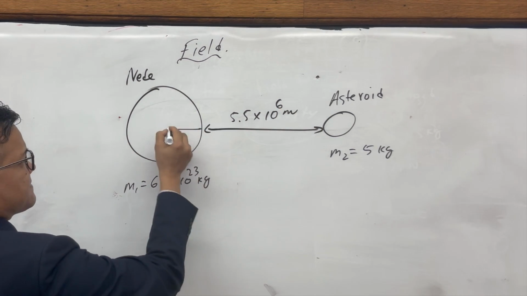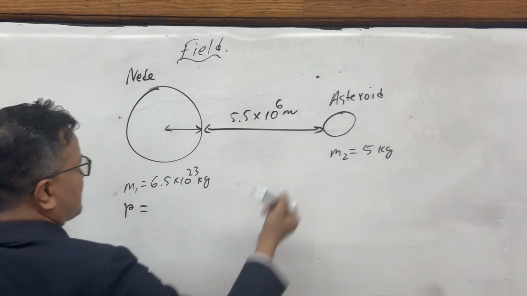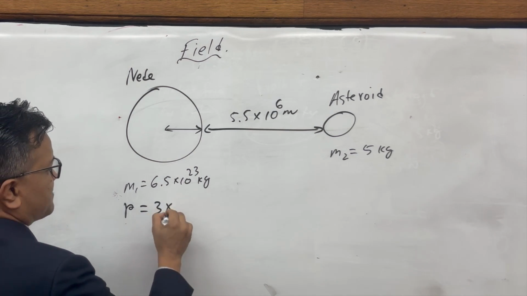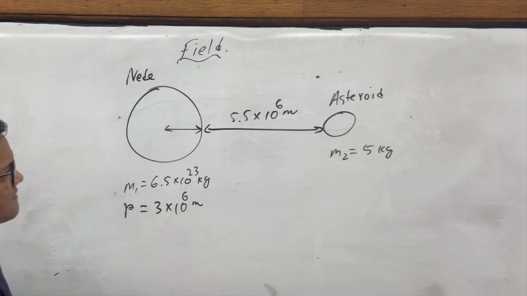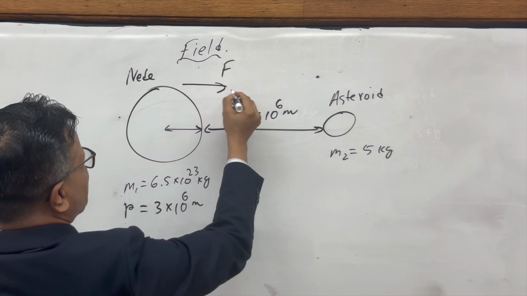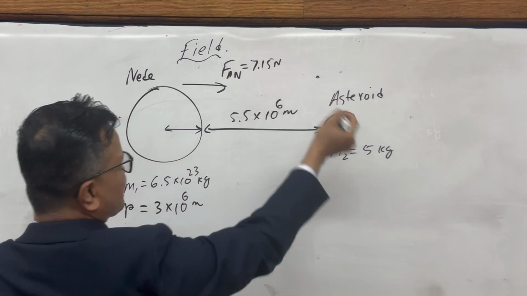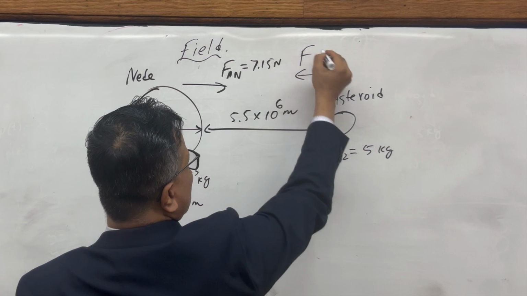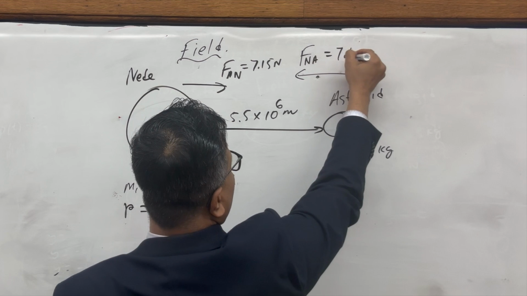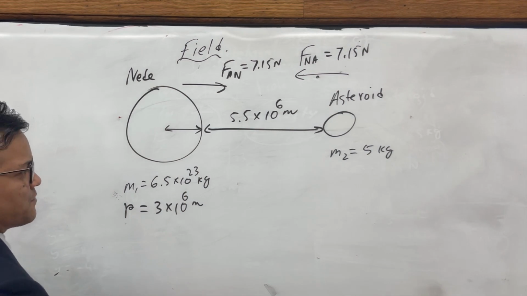This guy has a radius. The radius of this one doesn't matter. The radius is 3 times 10 raised to 6 meters. The force on the asteroid by Need is 7.15 Newton. The force on Need by the asteroid is also equal in magnitude, opposite in direction. We want to find the field.